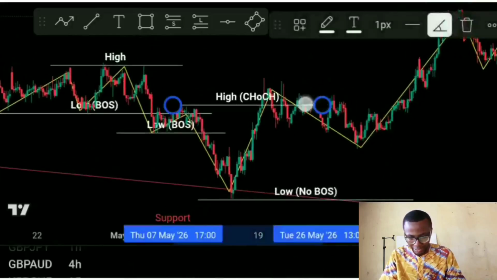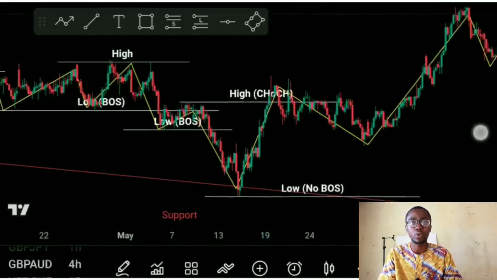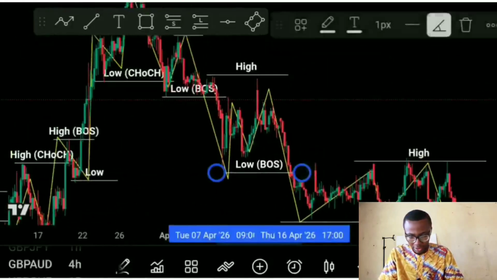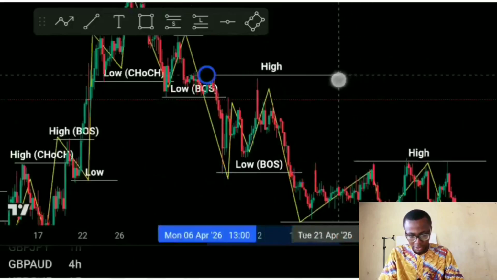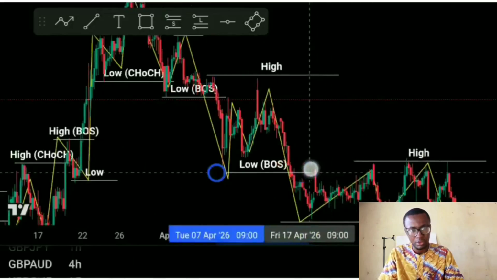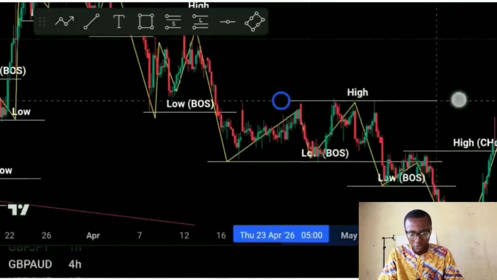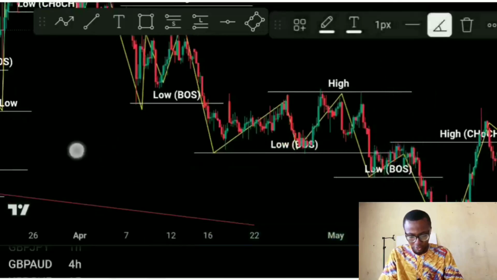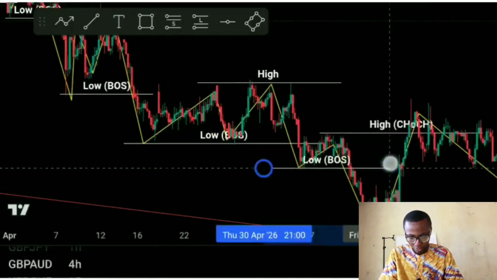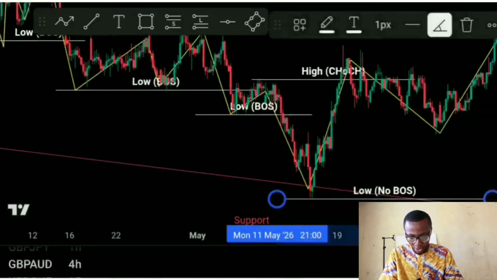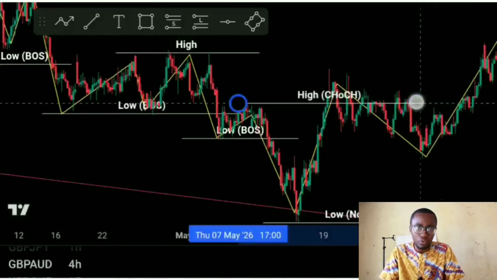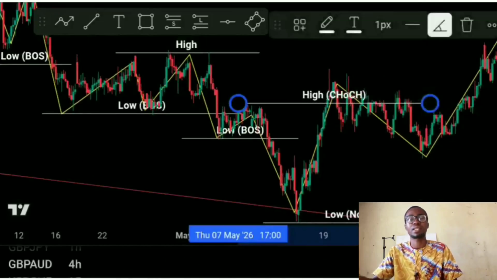But instead the high was broken. So as the high was broken, it's change of character. So in this downtrend, you can see the high is not broken. The low is broken: break of structure. The high is not broken. The low is broken: break of structure. The high is broken. The low is not broken, no break of structure. Now, when the high was finally broken, it's called change of character.